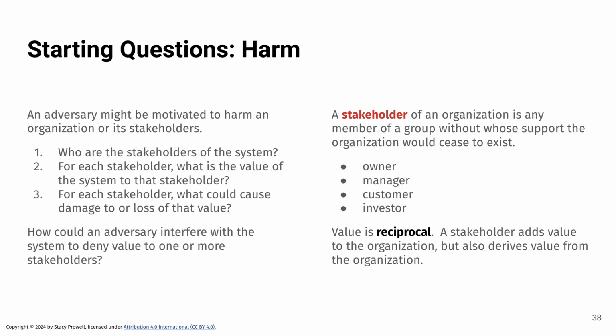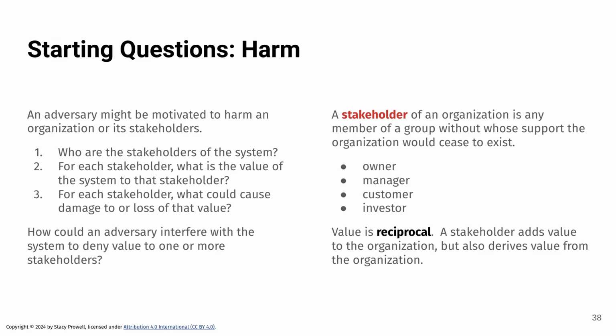And therefore, they are important. Something about the system constitutes value for the stakeholder, and the stakeholder constitutes some value for the system, right? There's some mutual thing going on. So, because the system represents value to the stakeholder, we can ask for each stakeholder, what's the value of the system to that particular stakeholder? And for each stakeholder, what could cause damage to or loss of that value?